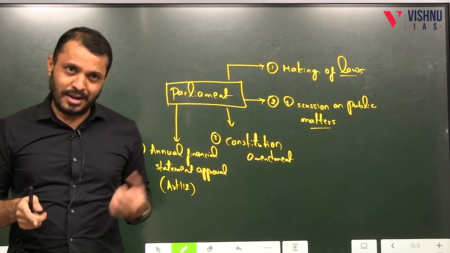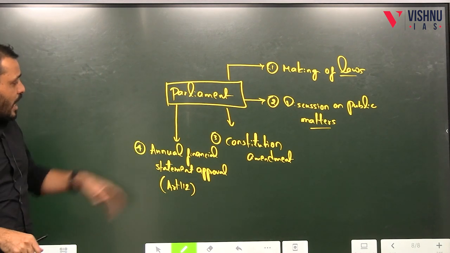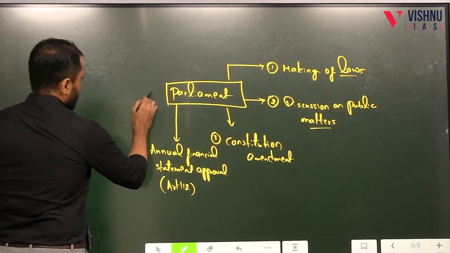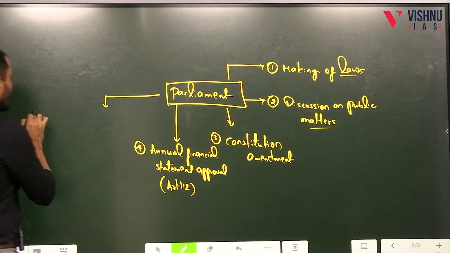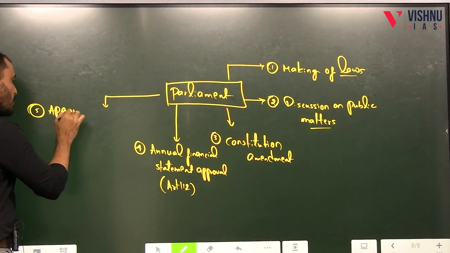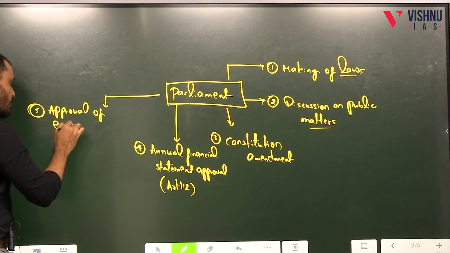Postponement, I will explain that. Adjournment, adjournment, and all these things. Okay. Annual financial statement, Article 112. Next, what are the other functions? Approval of emergencies.